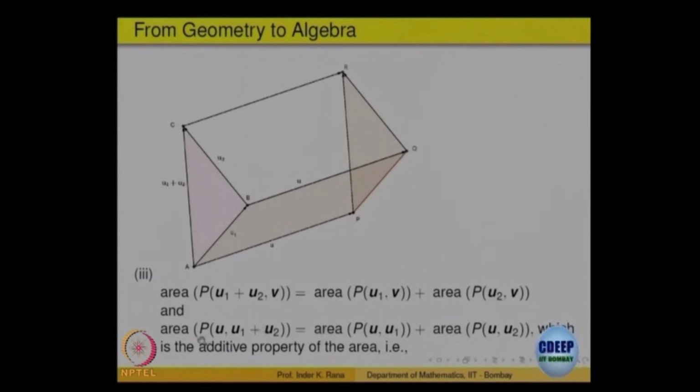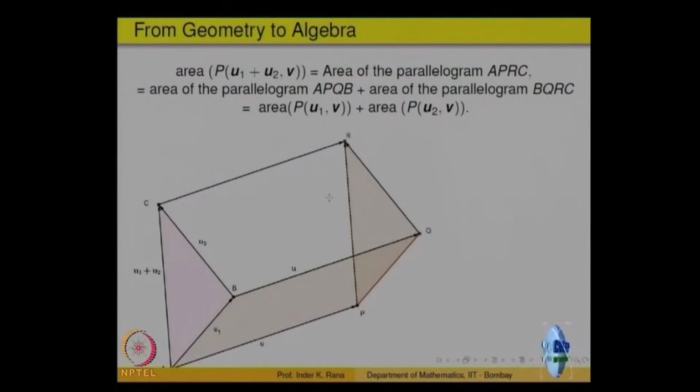Similarly, in the other variable you can have addition of vectors in the second variable, and the same property holds. In a sense, the scalar lambda comes out, and the parallelogram spanned by the sum is equal to the sum of the corresponding areas. It is a kind of linearity property which is coming out. This is what is called the linearity property. So, one says the area spanned by two vectors u and v is linear in each variable, u and v.